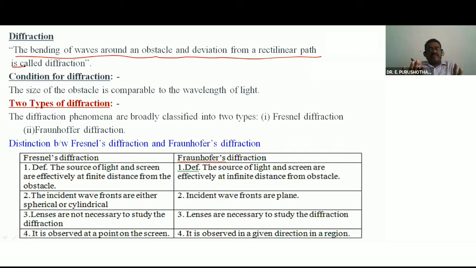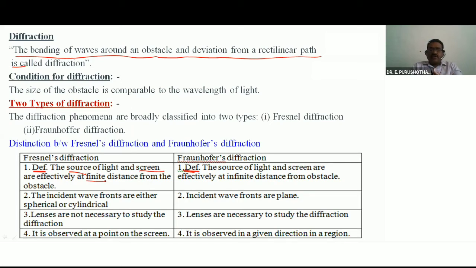So diffraction is divided into two types. Number one is Fresnel diffraction and number two is Fraunhofer's diffraction. Fresnel's diffraction definition: the source and the screen are placed at a finite, particular distance from the obstacle or aperture.